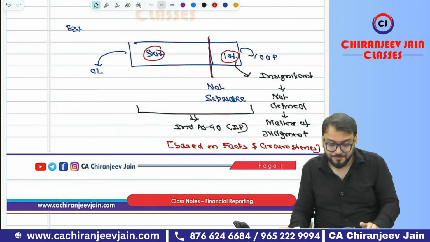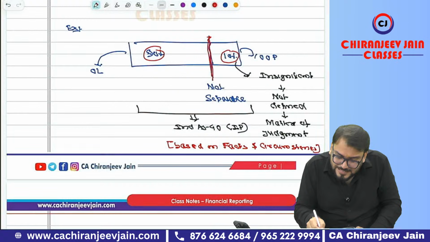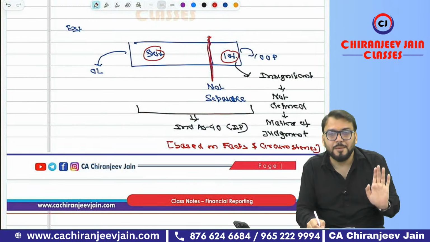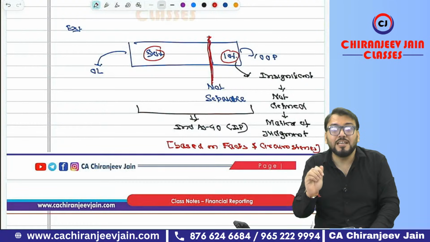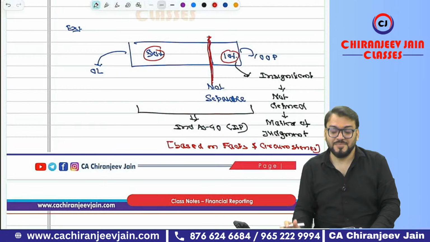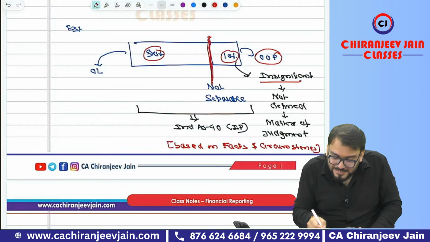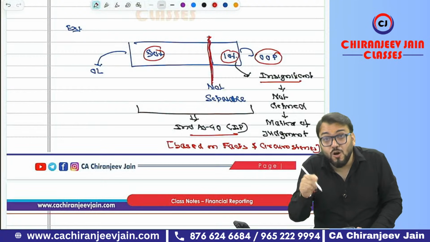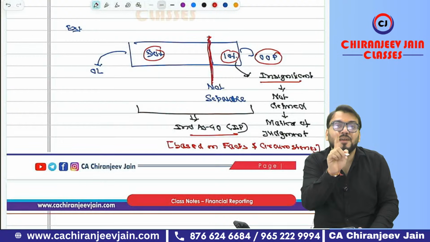Okay, sir? Yes, sir. Now, in this case these are not separable. If it is separable, then the respective Ind AS will be applicable. But if it is not separable, meaning this portion cannot be sold separately and cannot be given on finance lease separately, then Ind AS 40 says that if the owner occupied portion is insignificant, then the entire property will be classified as investment property. Chalega.